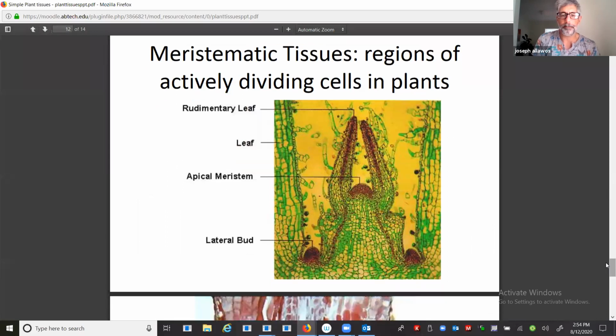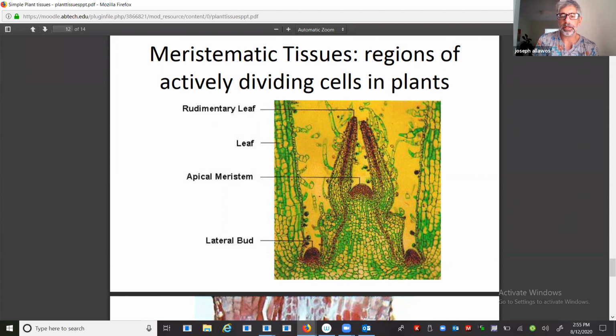Now we want to talk about meristematic tissue. And this is kind of a funny word. There are lots of funny words in botany, and for some reason the word meristem seems kind of silly. What is meristematic tissue? Meristematic tissues are regions of actively dividing cells in plants. And so you start thinking about how plants grow. Plants grow from the tips of the plant, not from where the plant comes up out of the ground, right?